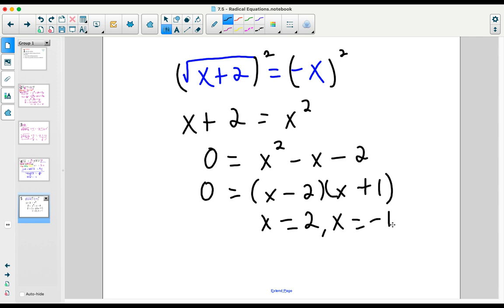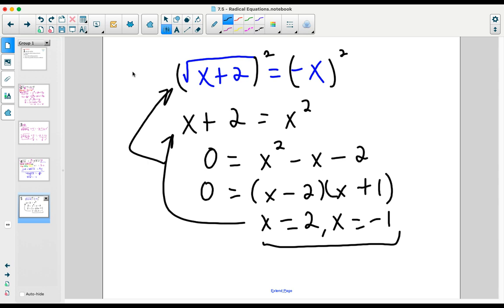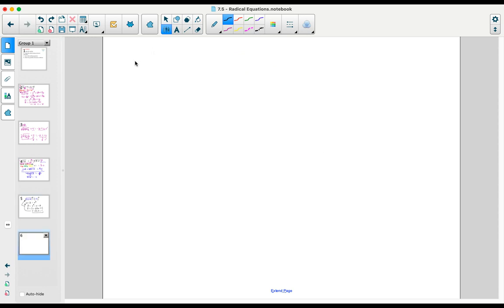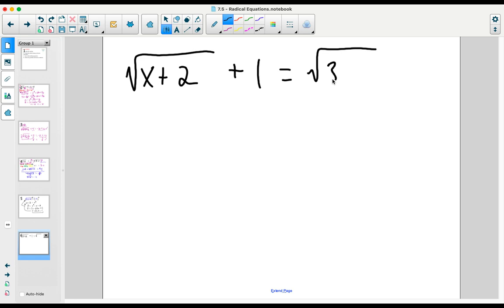Now, I want to go back to the original equation to check these two solutions. I don't want to check them in any of the intermediate steps. For example, I know they're going to work here, but that's no guarantee that they're going to work there. So we go back to the very beginning to our original equation to test those two answers. So our original equation was square root x plus 2 plus 1 is equal to root 3 minus x. Let's start by checking x is equal to 2.